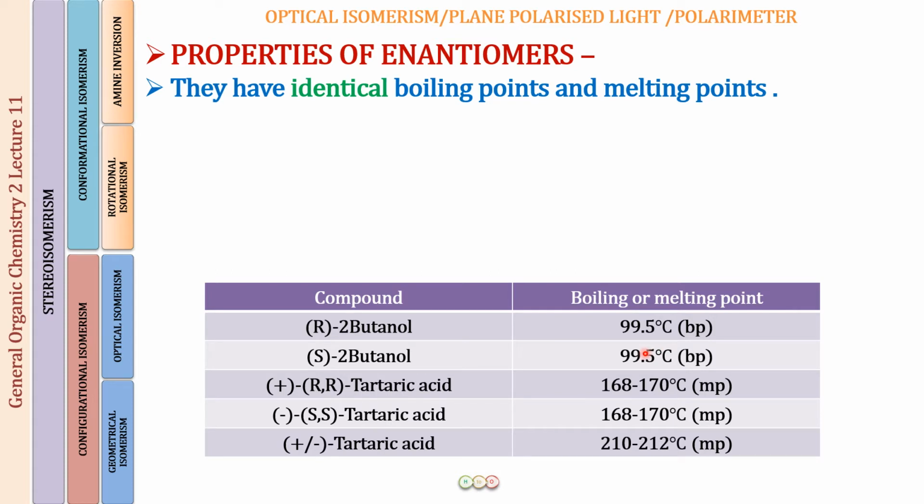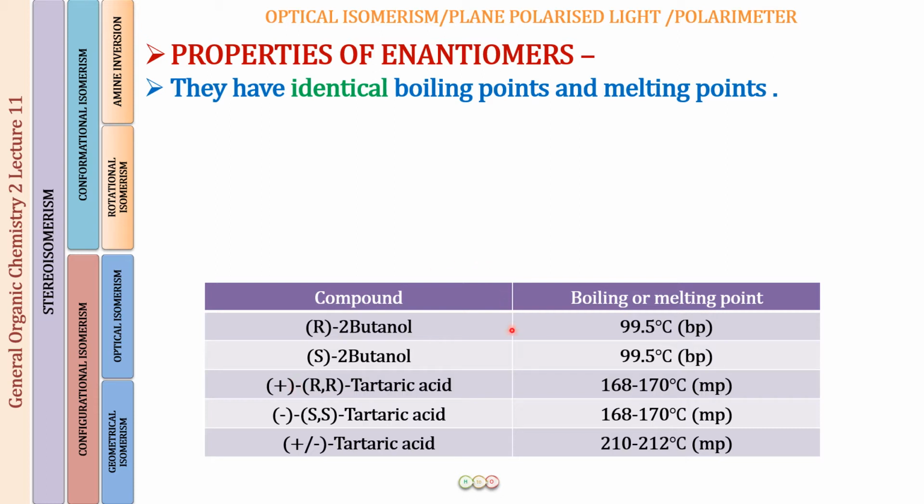Similarly, there is one compound, tartaric acid, which we are going to discuss in detail in the upcoming lectures. This tartaric acid, if you look at it, this is R-plus and this is S-minus. So these are the two enantiomeric forms of tartaric acid, and both of them have 168 to 170 degrees Celsius as the melting point, and both of them have the same melting and boiling points. Alright, so how we are going to name these compounds is important. This is something that we will be learning further.